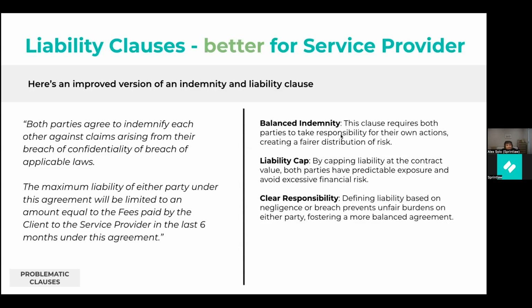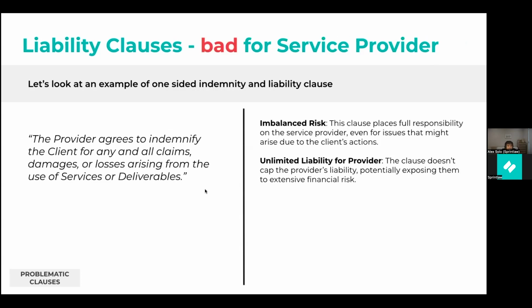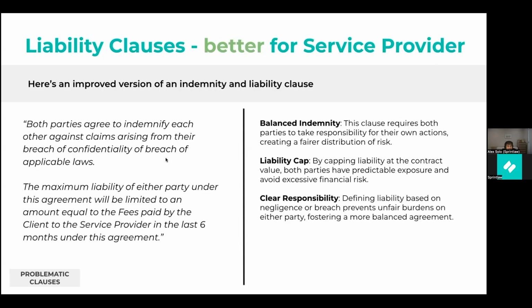Best case, the service provider will say, I'll give you a refund if something goes wrong. More common, they might offer a bit more. So a common clause you see is: the maximum liability of either party under this agreement will be limited to an amount equal to the fees paid by the client to the service provider in the last 6 months under this agreement. So, we'll refund you up to a maximum of the last 6 months' fees, and that's only if you really suffer big losses. So that's much better than this, which has a completely unlimited liability.